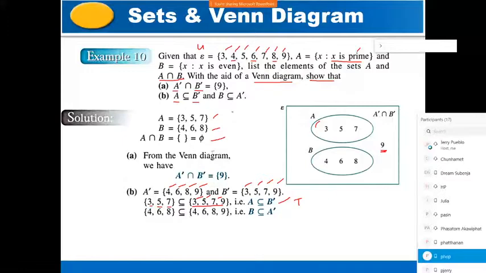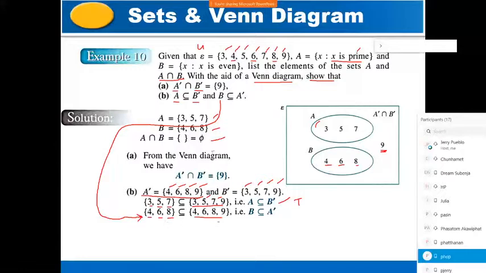Okay. Next, this statement: set B is a subset of A complement. What is set B? This is set B here, 4, 6, 8. That's why we list B here as 4, 6, 8. And then, what is not in A? Not in A, or A complement, is 4, 6, 8, 9. That's why not in A here is 4, 6, 8, and 9.